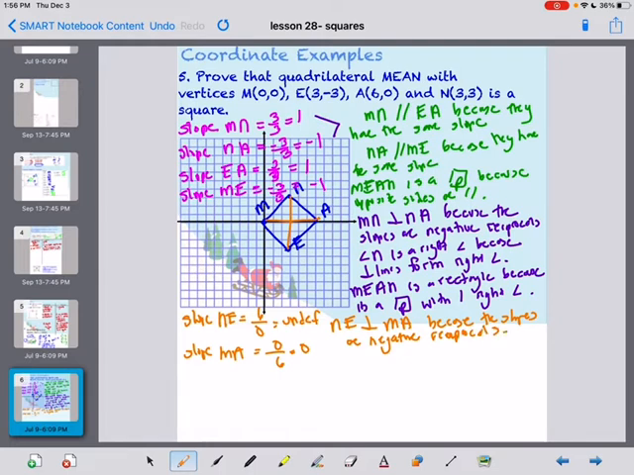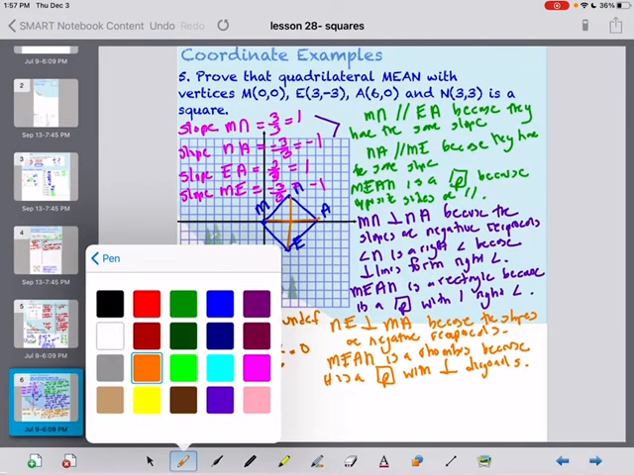I apologize for my terrible handwriting in advance. That makes MNAE a rhombus because it is a parallelogram with perpendicular diagonals. Again, not the only way, just one way.